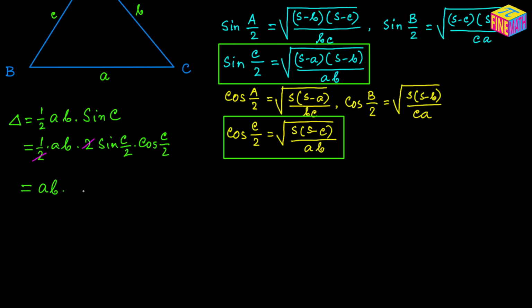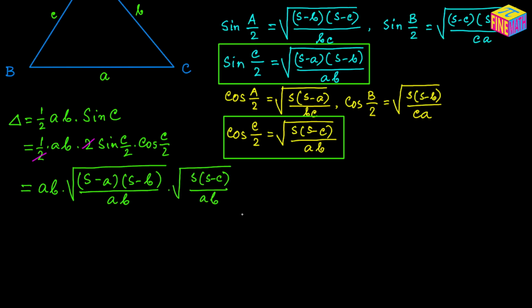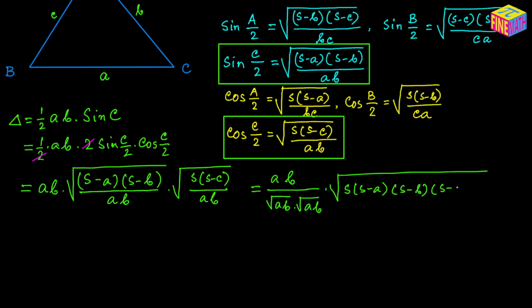For sine of C/2, I am going to use the highlighted value here, so that would be the square root of (s−a)(s−b)/(ab) times, we are going to use the highlighted value of cosine of C/2, and that is actually the square root of s(s−c)/(ab). And now if you look at it carefully, you will notice that this is going to be equal to ab divided by, we have square root of ab 2 times in the denominator, and then in the numerator we are now going to be left with the square root of s(s−a)(s−b)(s−c). And from here you can see that this ab in the numerator will cancel out these two square root of ab's in the denominator.